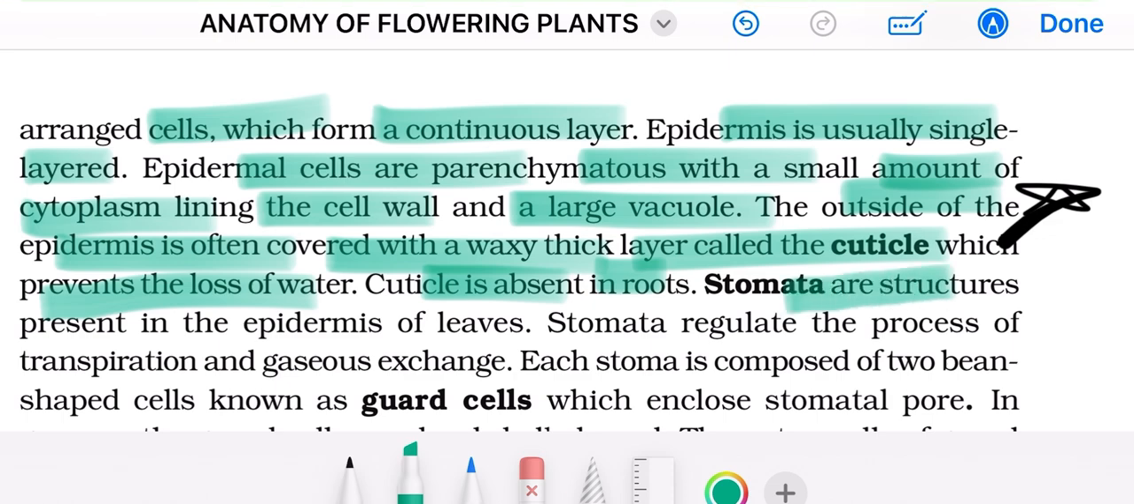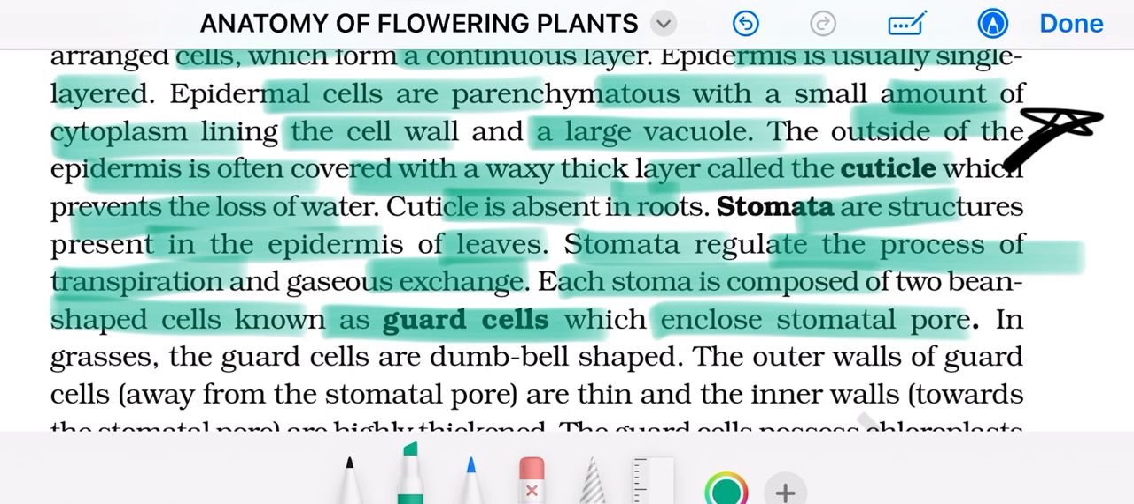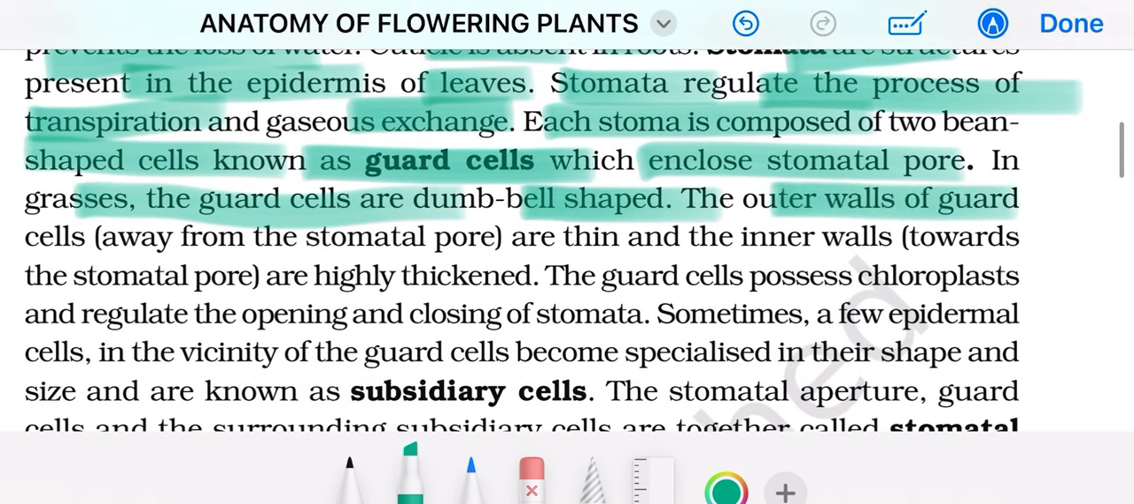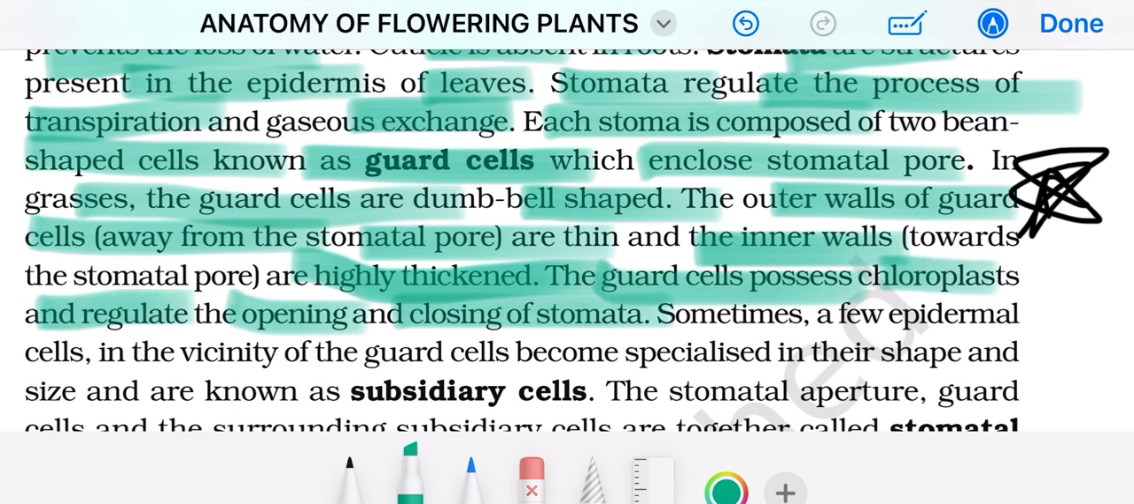Stomata are structures present in the epidermis of leaves. Stomata regulate the process of transpiration and gaseous exchange. Each stoma is composed of two bean-shaped cells known as guard cells, which enclose the stomatal pore. In grasses, the guard cells are dumbbell-shaped. The outer walls of the guard cells away from the stomatal pore are thin, and the inner walls towards the stomatal pore are highly thickened. Very important line: the guard cells possess chloroplasts and regulate the opening and closing of stomata.